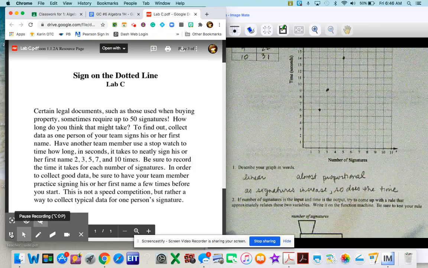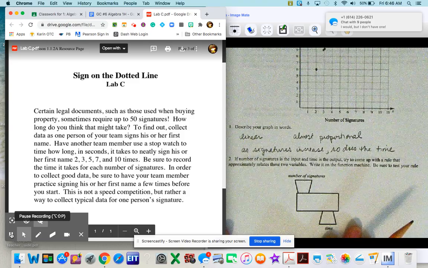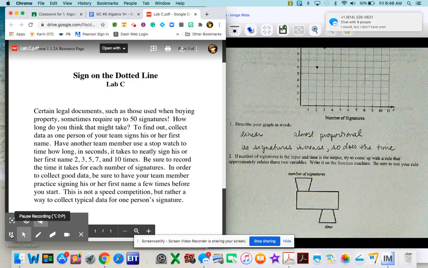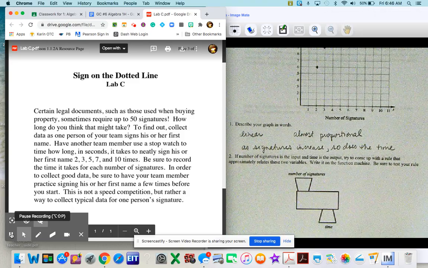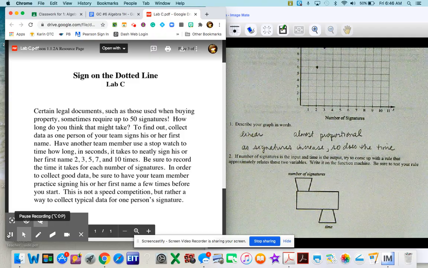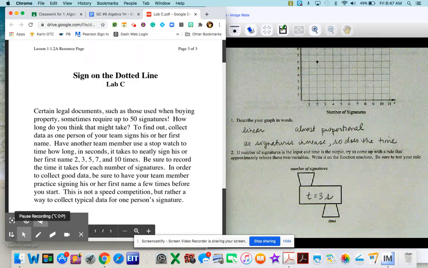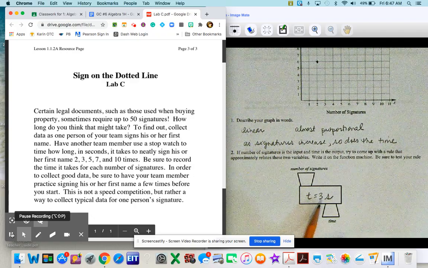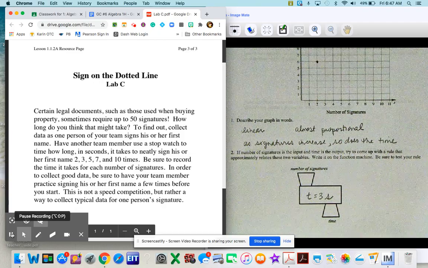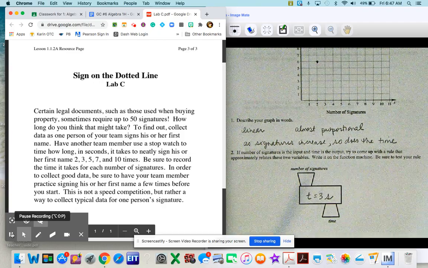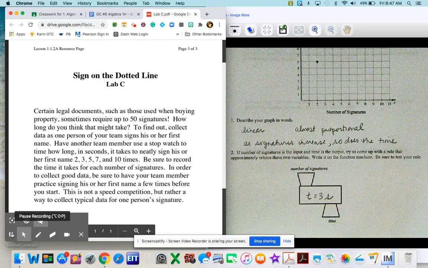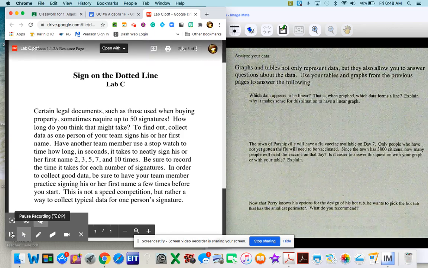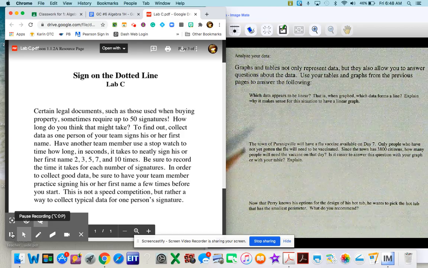All right, so then what I want you to do is to try and come up with a possible function machine that this could be. Okay, for mine, it looks like approximately, but not exactly, that the time was going to be 3 times the amount of signatures. Okay, so it looked like the unit rate was almost 3. All right, so next what I'd like you to do is take a look at the questions on the back and go ahead and answer all 4 of these.